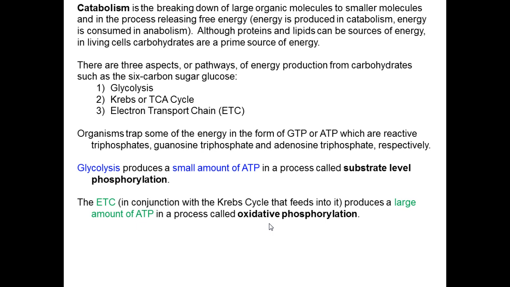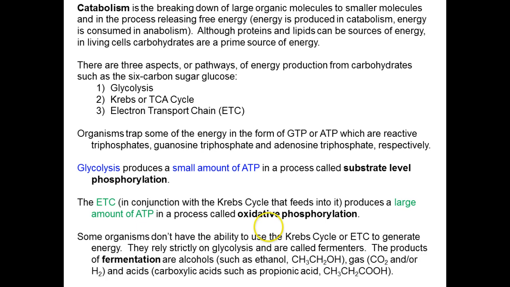The problem is those electrons have to go somewhere, right? And the final electron acceptor for aerobic respiration is oxygen. But some organisms cannot utilize the electron transport chain because oxygen may not be available, right? They might be in an anaerobic environment. In that case, they're going to use glycolysis, right?